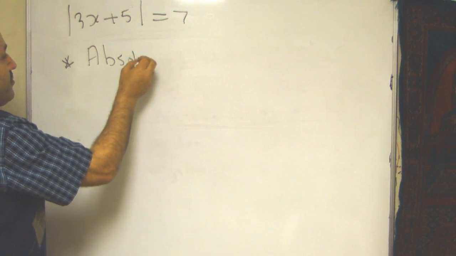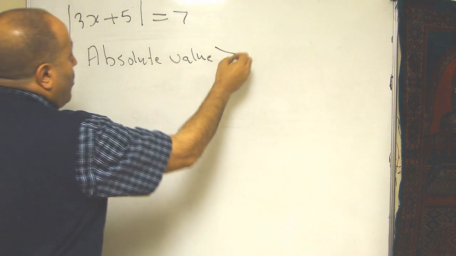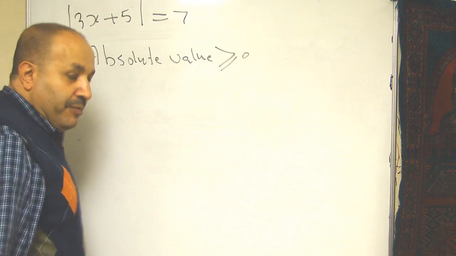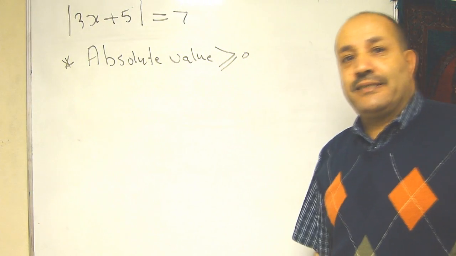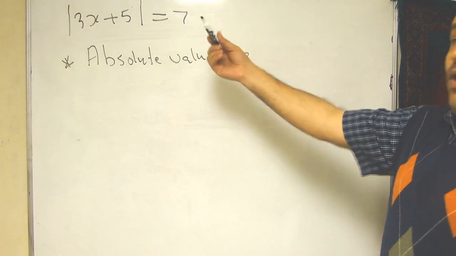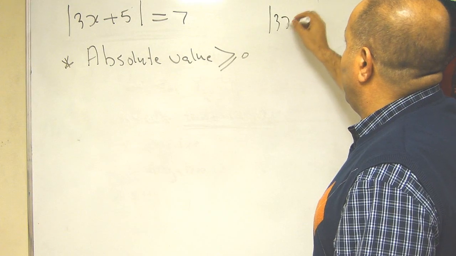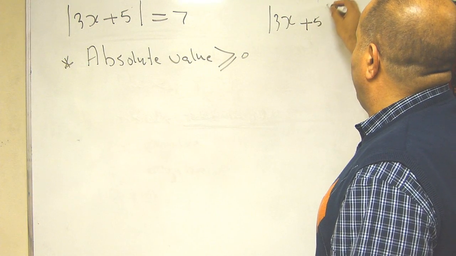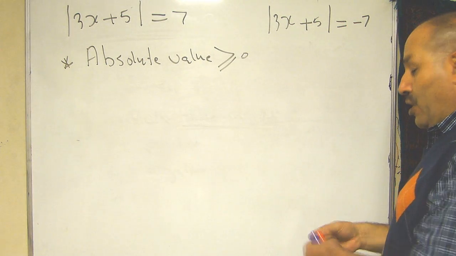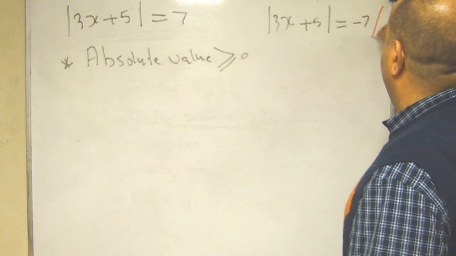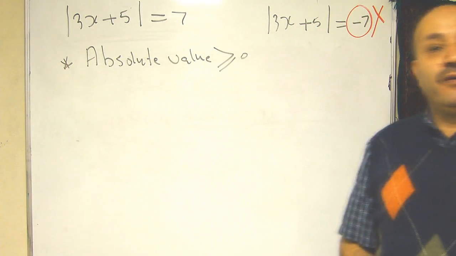is always positive, cannot be less than 0, always positive. So here, my answer is 7. It makes sense. Suppose we set, as an example, 3x plus 5 equal -7. This cannot happen because this is negative. It must be positive.